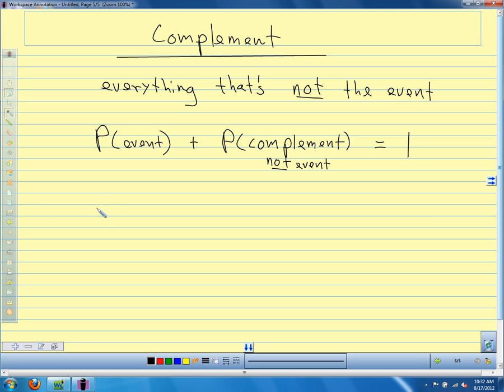So our probability of our complement, the way we usually use it, and I'm just going to write comp for complement, equals 1 minus, if I subtract the probability of the event from both sides, 1 minus the probability of the event.